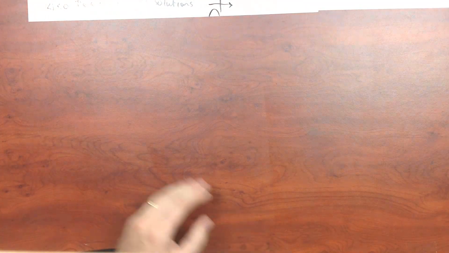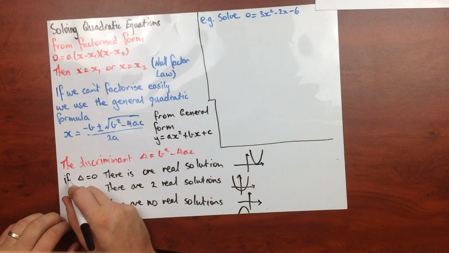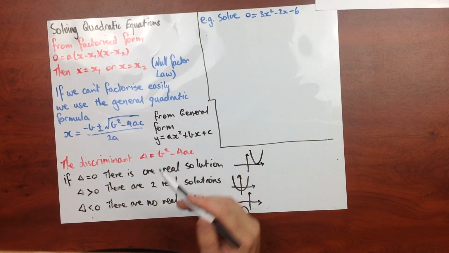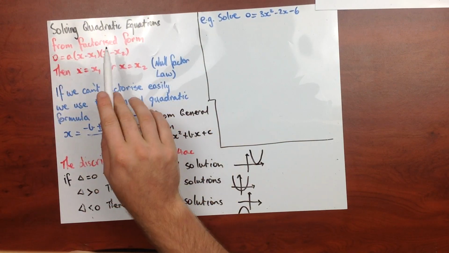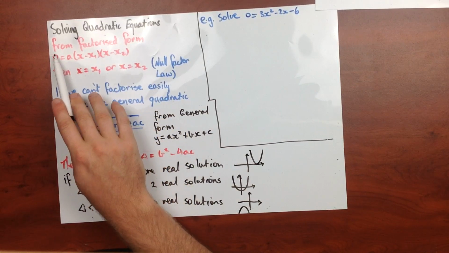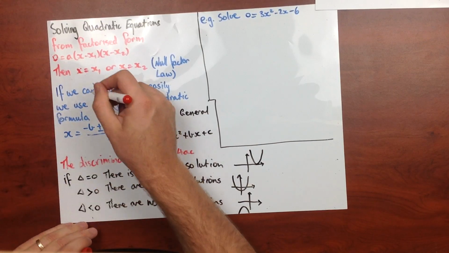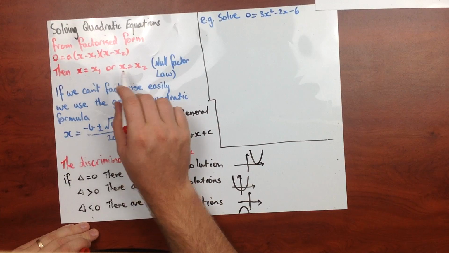Now we'll move on a little bit to solving our quadratic equations, because that's generally speaking the point of actually factorising. So from our factorised form, something like this, and we're wanting it to equal 0, then what we can say is that x will equal x1 or x2.